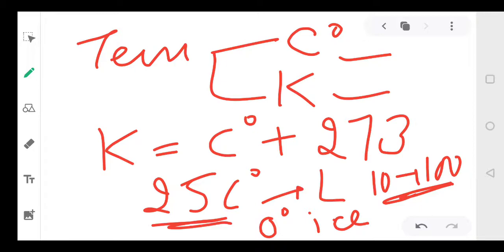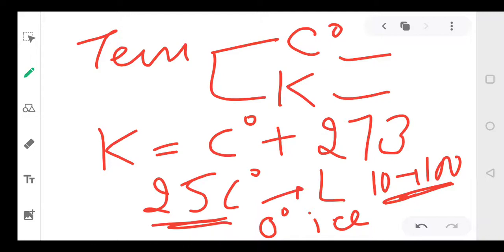How many states of matter? 3 states: solid, liquid and gas. Now other than this there can be 2 more states also. One is plasma, another is Bose-Einstein condensate. Right? Next is Bose-Einstein condensate. Clear है सबको? Is it clear to everyone?